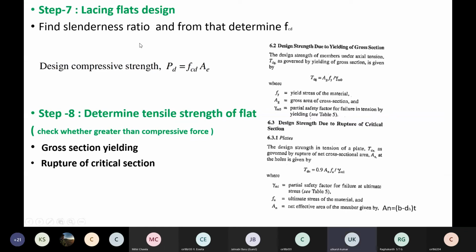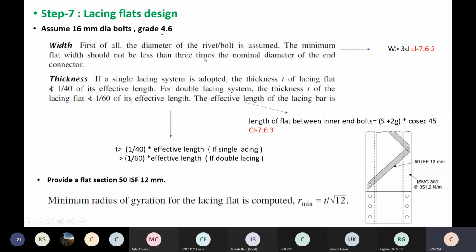It is 3.17. No, please check it. What is the effective length you got? Spacing is 183.5, right? G is 50, means 183.5 plus 100 into cosecant 45. You will get effective length around 400.